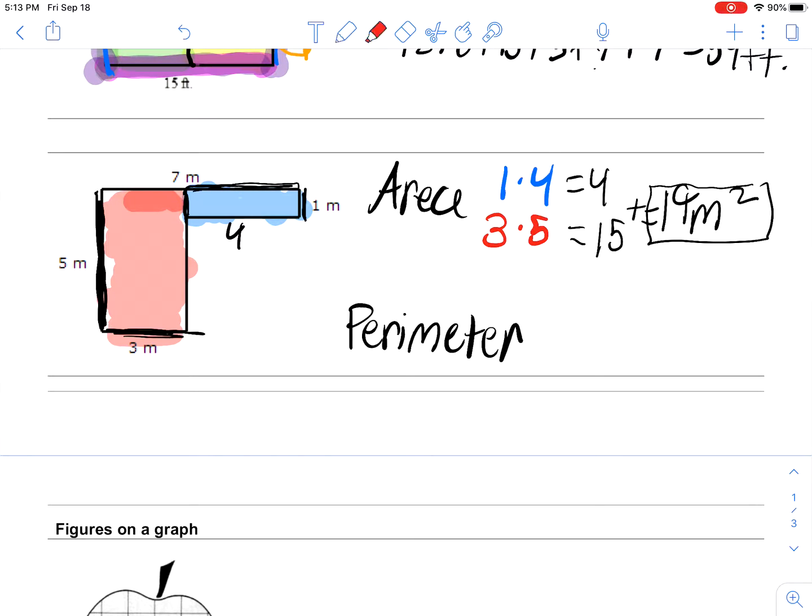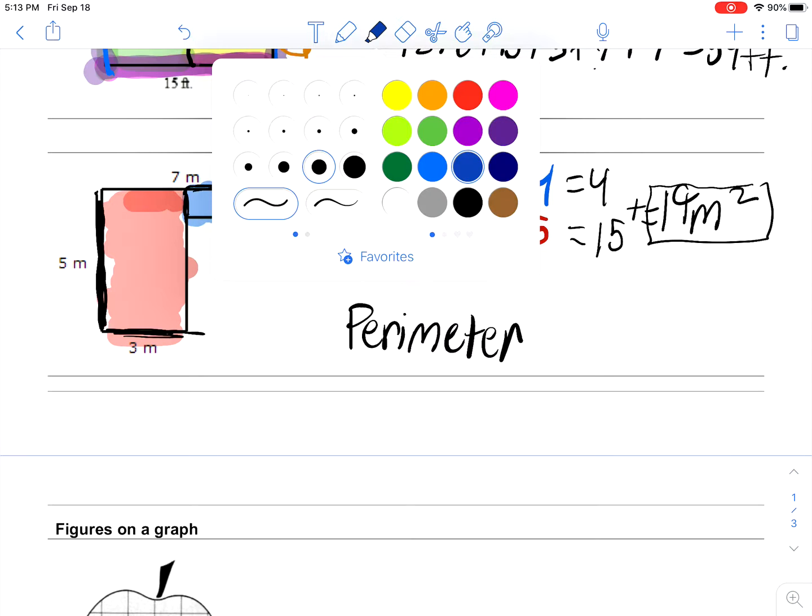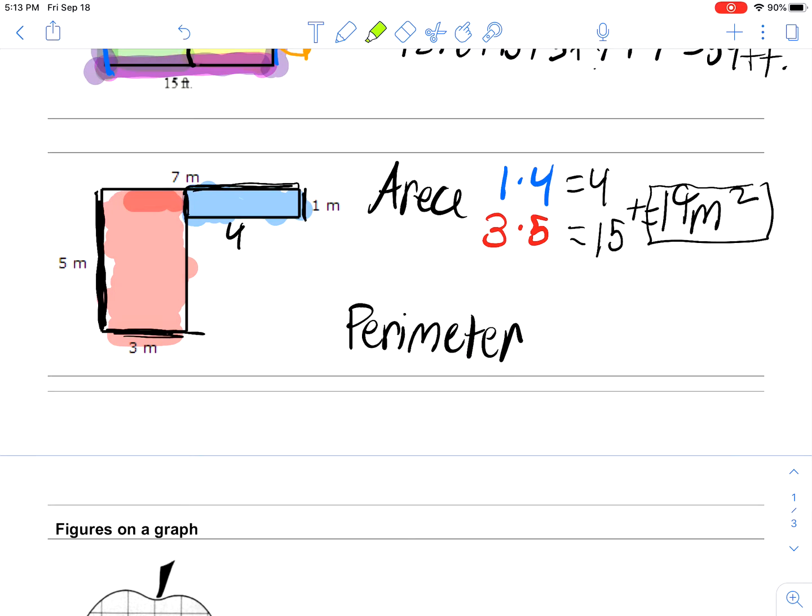For perimeter, if I go around the edge of this shape, we'll go in green this time. I know this length is 7, 1, 4, 5, and 3. So all I have left to find is this side right here. Well, if this side is 1 and this side is 5, well, then this has to be 4 meters long. Okay?